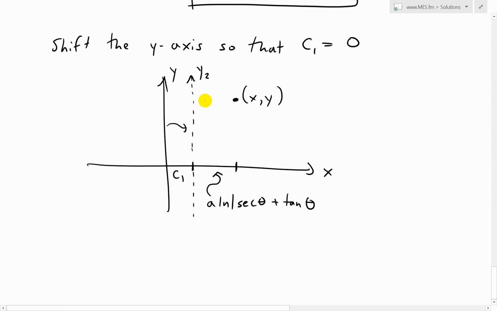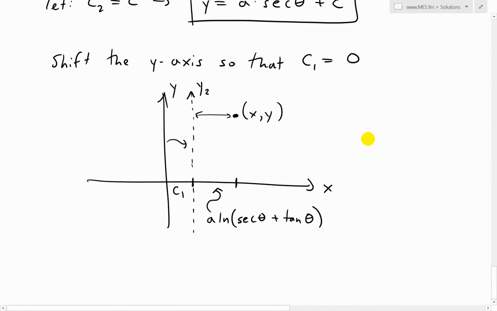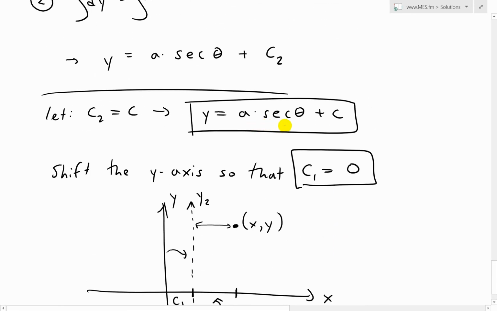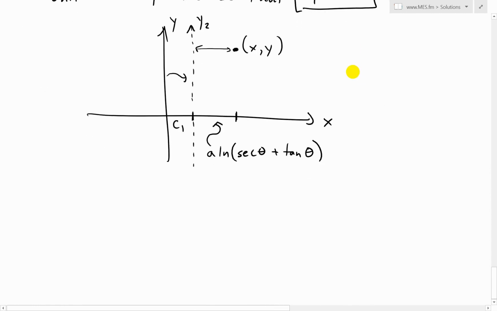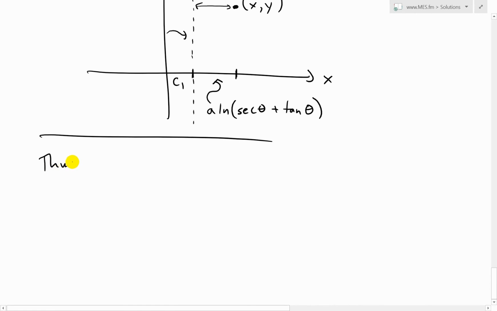So now we're dealing with a distance from here to here, which is just this a ln of secant theta plus tan theta, in regular brackets. Again, we shift that so that the lowest point is going to be at the y-intercept, and c1 is equal to 0. Thus we have y equals a secant theta plus c, and now this x, we get rid of that constant. What we end up having is x equals a ln of secant theta plus tan theta.